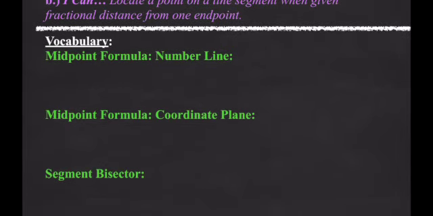We have a little bit of vocabulary that we want to talk about. We need to talk about the midpoint formula in terms of a number line. We're going to talk about the midpoint formula on the coordinate plane and the segment bisector, what that means. Midpoint formula for a number line and coordinate plane, they're very, very similar. Main thing is, remember, a number line is more of a one-dimensional space. It goes from left to right, not up or down.